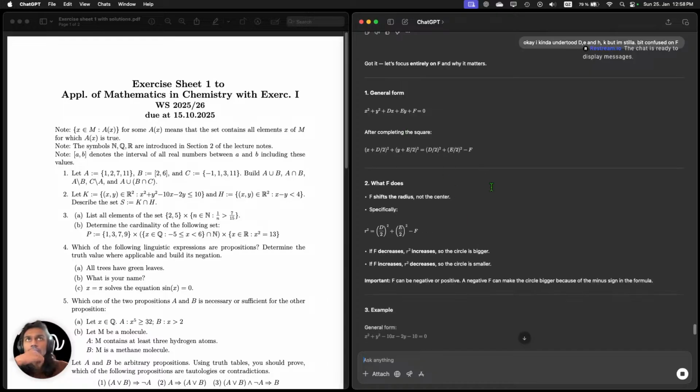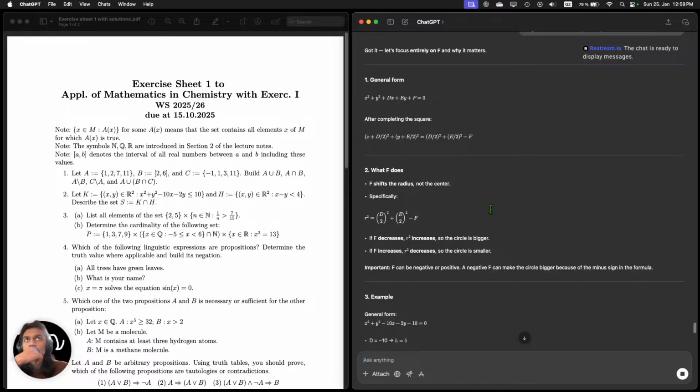After completing the square, F shifts the radius, not the center. What do you mean shift the radius? How do you shift the radius? If F decreases, r squared increases, so the circle is bigger.